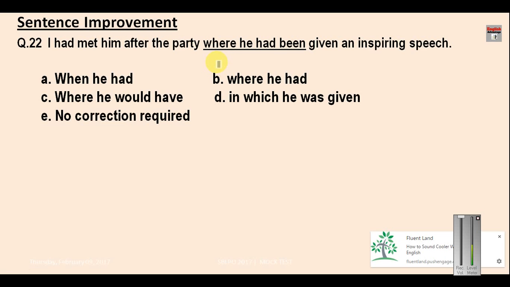I had met him after the party where he had been given an inspiring speech. During the party, he had given the speech, and it inspired me a lot. So this sentence must be written in active voice, because he had given the inspiring speech. So here your answer will be B, where he had.